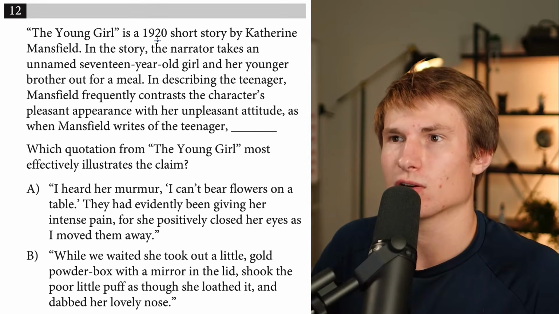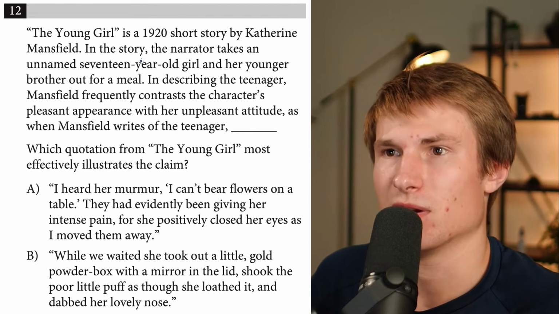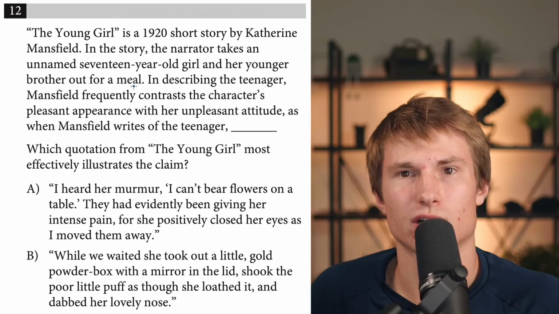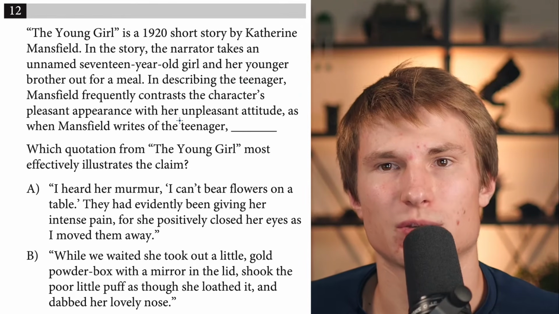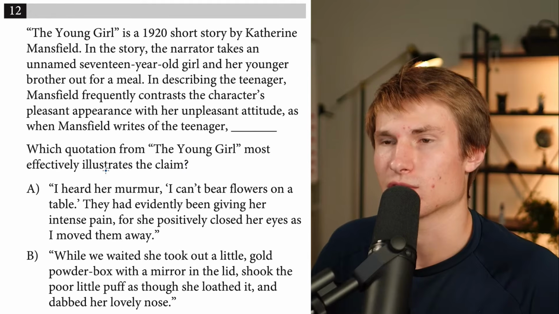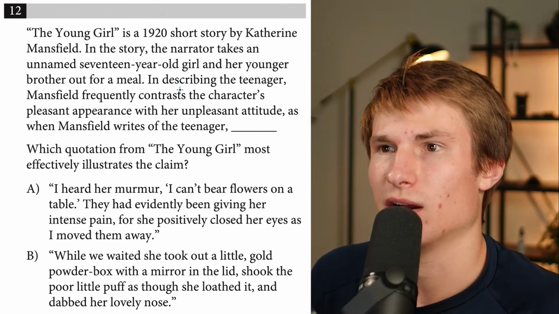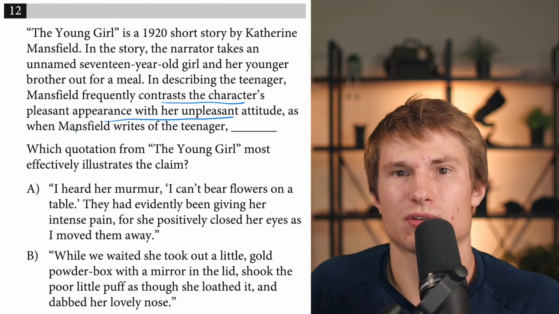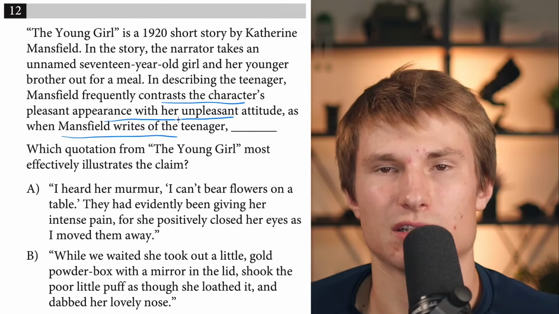Question 12. The Young Girl is a 1920 short story by Katherine Mansfield. In the story, the narrator takes an unnamed 17-year-old girl and her younger brother out for a meal. In describing the teenager, Mansfield frequently contrasts the character's pleasant appearance with her unpleasant attitude, as when Mansfield writes of the teenager, and then which quotation illustrates the claim. Keep in mind that the claim is that Mansfield frequently contrasts the character's pleasant appearance with her unpleasant attitude.